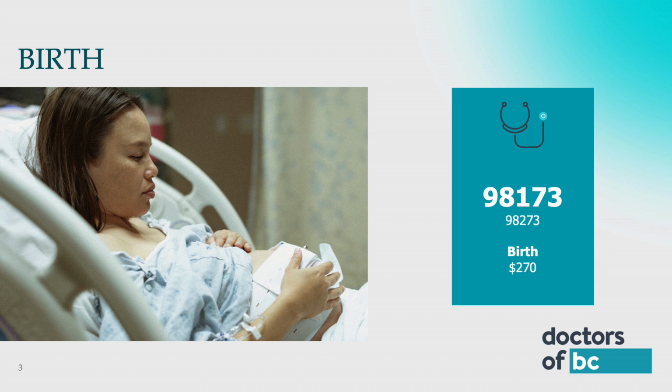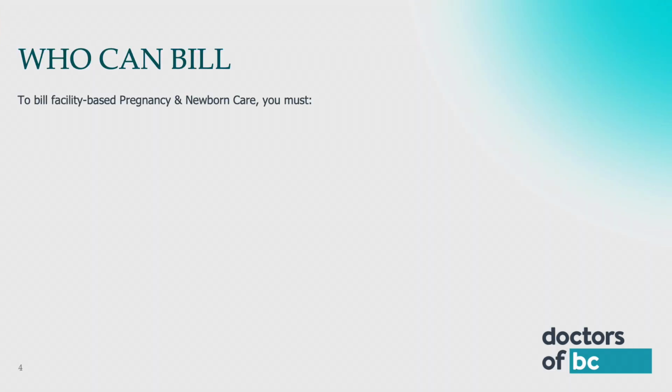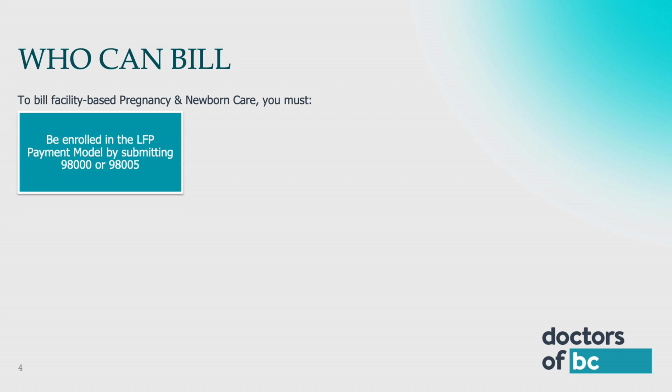Both 98173 and 98273 are billable in any setting where a patient gives birth, including hospitals and out-of-hospital settings such as home births. In order to bill facility-based pregnancy and newborn care, first, you must be enrolled in the LFP payment model. This means you have submitted 98000 as a longitudinal family physician or 98005 as an LFP locum to MSP in the calendar year.